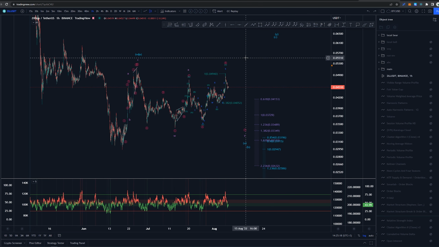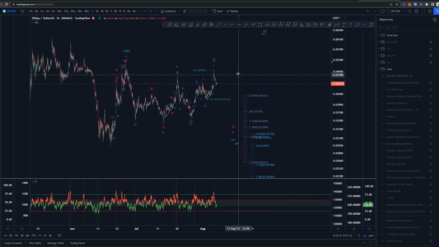But that is pretty much everything I wanted to cover on ZILIQA at the moment. Again, downwards movement is the main idea.